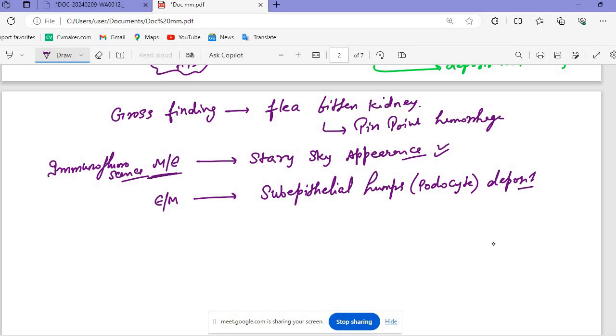You are doing these for the first time. If, at the first time, you are thinking that you know these things and studied them somewhere, it means you are on the right track, so no need to worry about it. Electron microscopy finding, what will we see? Subepithelial humps or deposits.